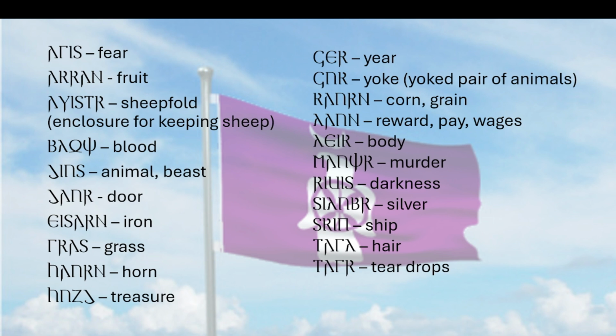Door, door, izan, iron. Grass, grass. Horn, horn. Boost, treasure. Year, year. Yoke, yoke. So a yoked pair of animals. So you have those wooden things which bind two animals together when they work. That's the kind of yoke.